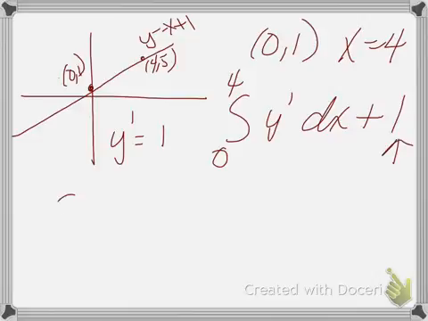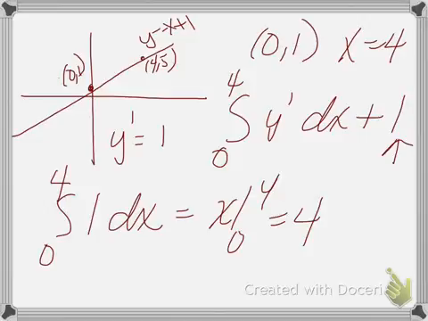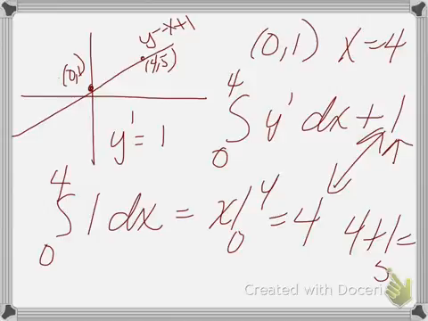Okay, if I do this integral from 0 to 4 to find out where I am, it's telling me how far I traveled from 0 to 4. Now y prime was just 1. So if I do the antiderivative of that, I'm going to get x as it goes from 0 to 4, which just gives me 4. But I started at 1, so I have to add these two together, and 4 plus 1 equals 5.